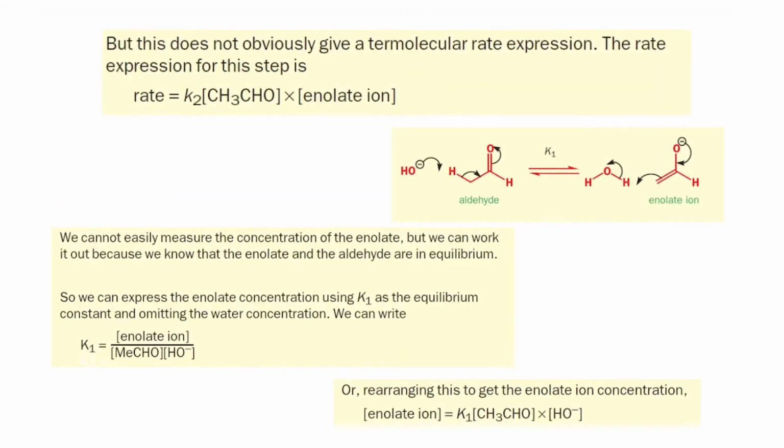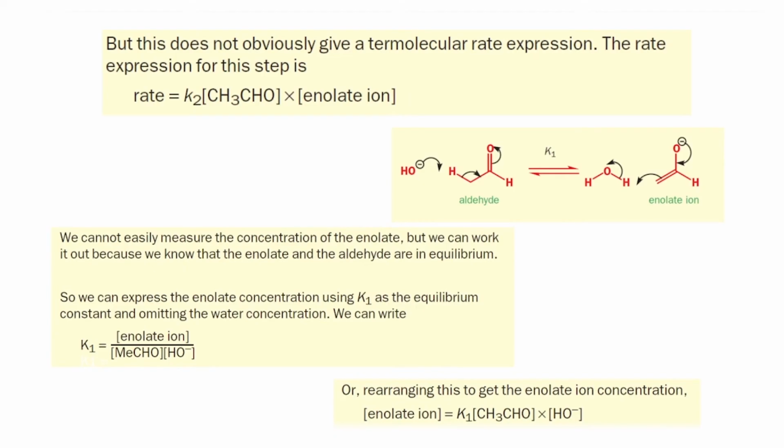Now, when this kind of situation arises, how do we interpret a termolecular rate expression? So what we can propose is that the rate of the rate determining step depends on the concentration of the aldehyde and the concentration of the enolate. But since we cannot directly estimate the concentration of the enolate, we now need to derive it by using the information that we already know.